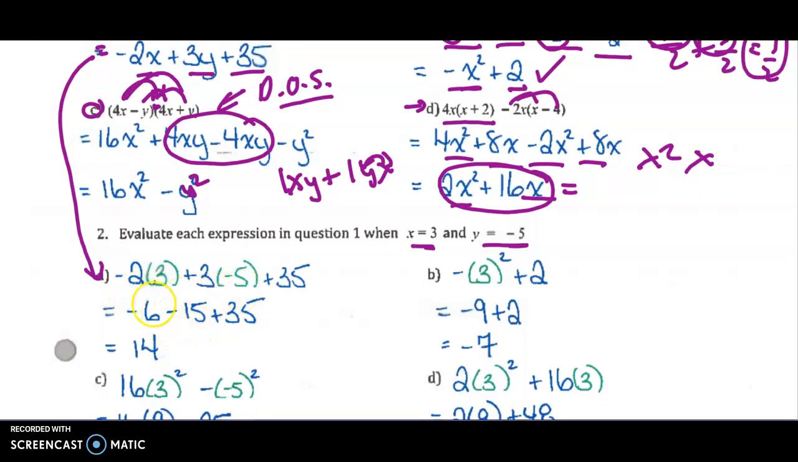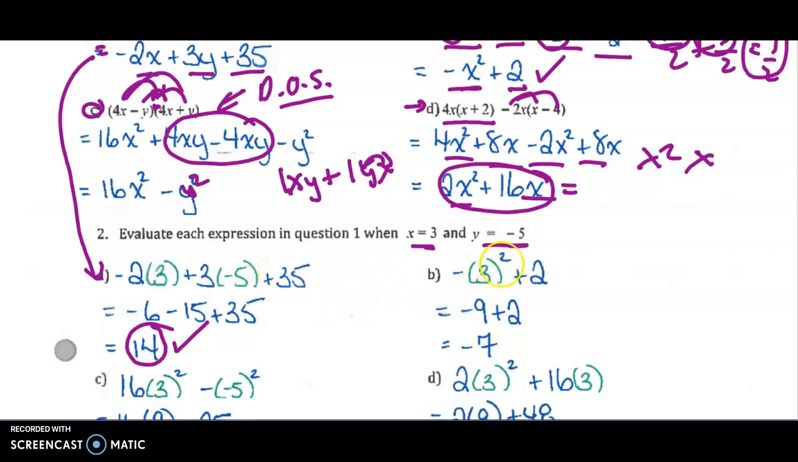You can put this straight into calculator, or you can expand it like this. Whatever you're doing, if you get 14, good for you. If not, just check to see. It's probably a sign issue, okay? But this is 2 times 3 plus 3 times negative 5 plus 35.